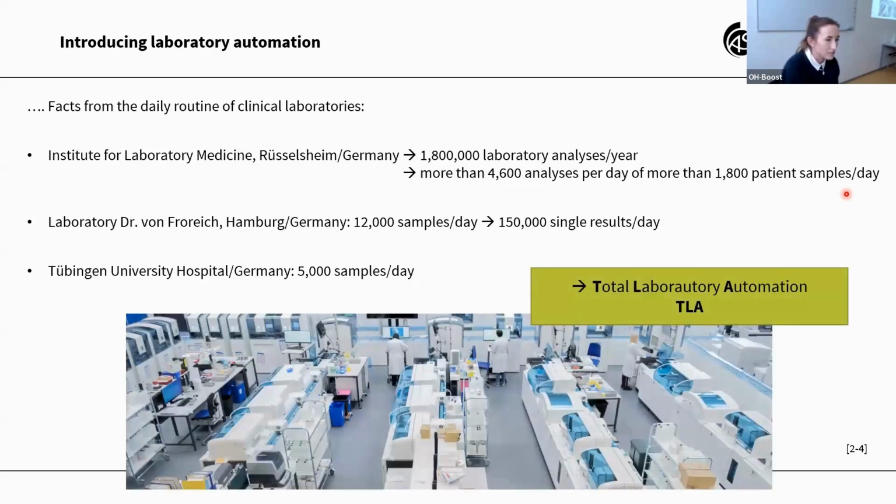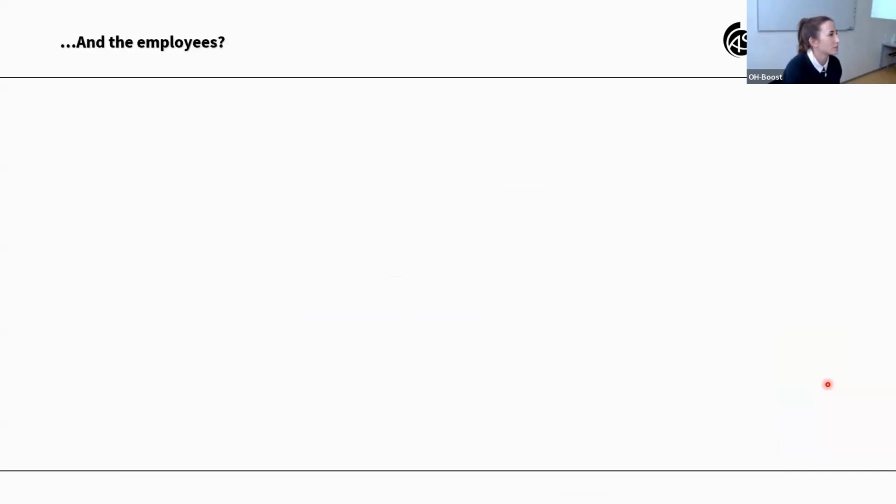In this picture, you can see what a common laboratory nowadays looks like. So you see it's totally full with automation, and this is a linked automation line where the samples can be processed automatically. And you see here a few manual workstations, but all in all, most of the laboratory space is taken up by these TLA. And a question that often arises is, what happens with the employees? Do they all lose their jobs?